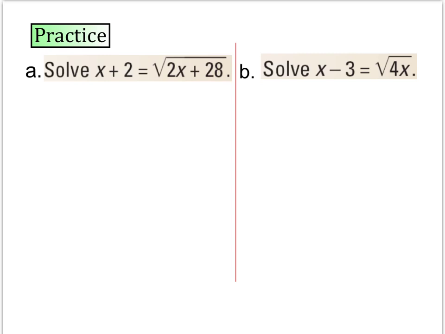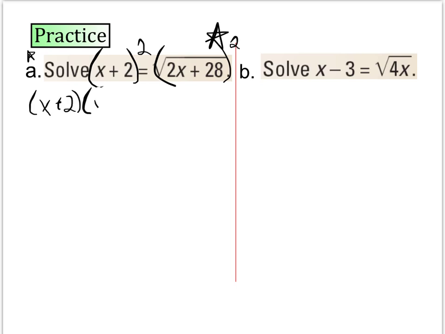So let's practice that idea with example A. I have x plus 2 equals the square root of 2x plus 28. The first thing I'm going to want to do is take both sides and square them. Now be careful here on the left side to not do x squared plus 4. I know a lot of people tend to make that mistake, but that's not the right way to do that. The correct way to write this is x plus 2 times x plus 2 on the left side, and on the right side, since this already has a radical symbol under it and we're squaring it, it's going to become 2x plus 28.